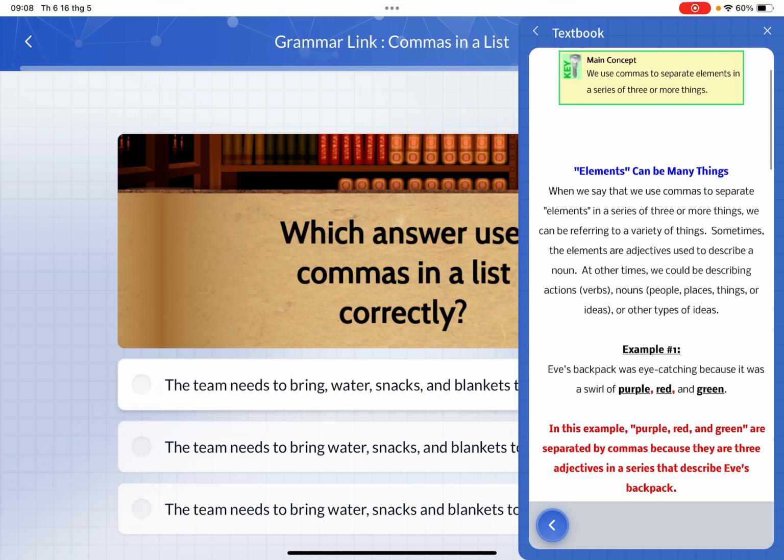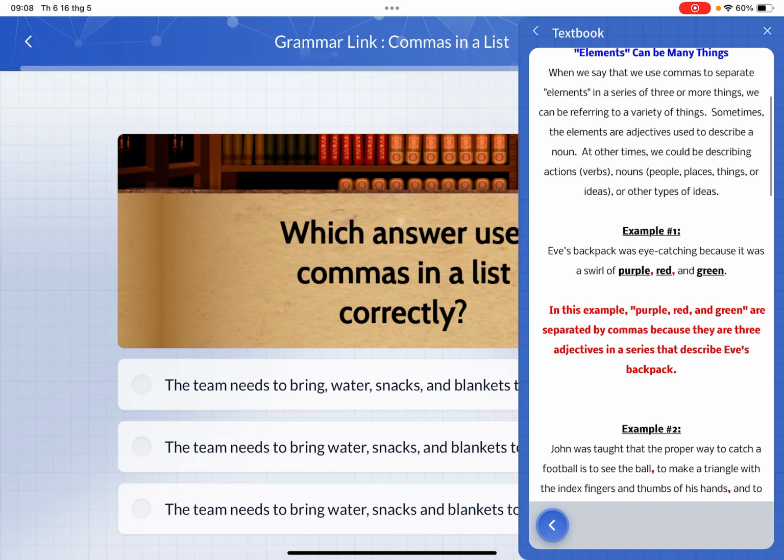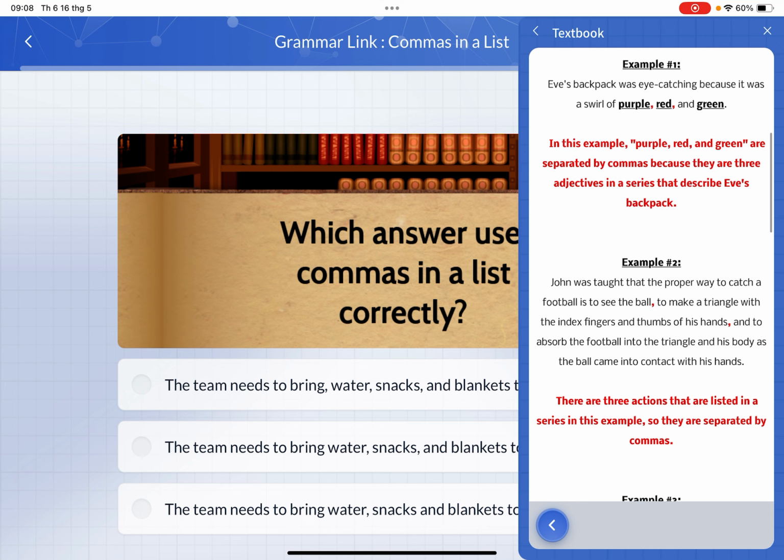For example, Eve's backpack was eye-catching because it was a swirl of purple, red, and green. In this example, purple, red, and green are separated by commas because there are three adjectives in a series that describe Eve's backpack.